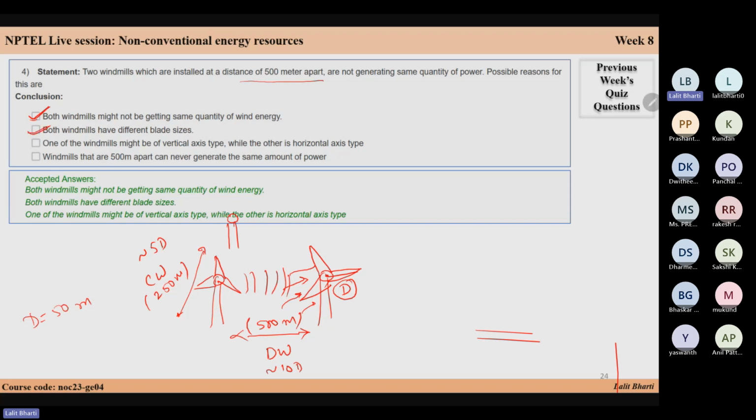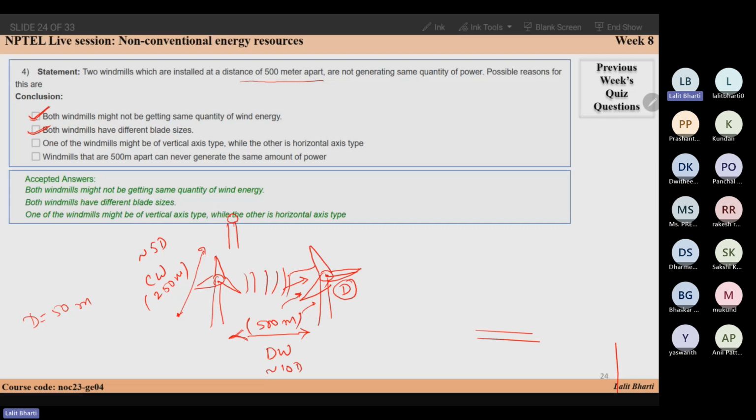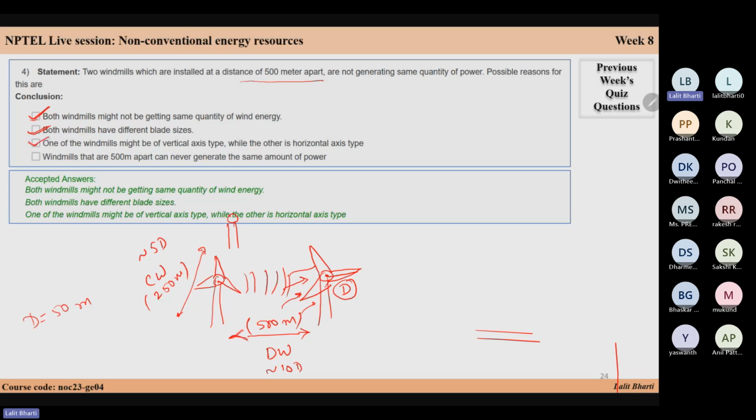One of the windmills might be a vertical type and the other a horizontal type. This is because the minimum distance criterion is for the same type of windmills. If one is horizontal type and the other is vertical type, then this rule needs to be modified, because the wind direction required will be different for both. So the third option is also considered.